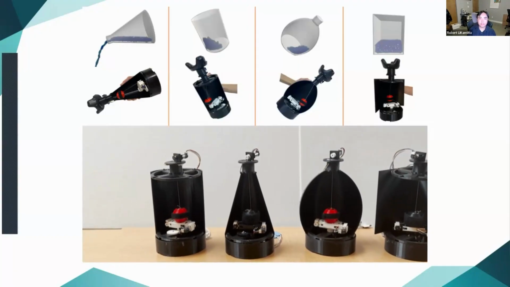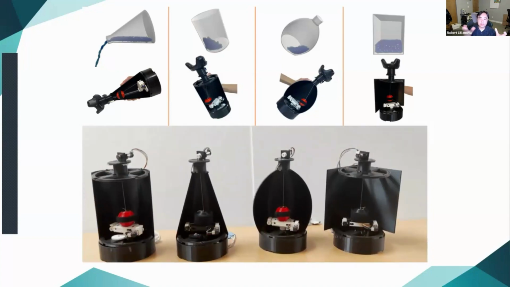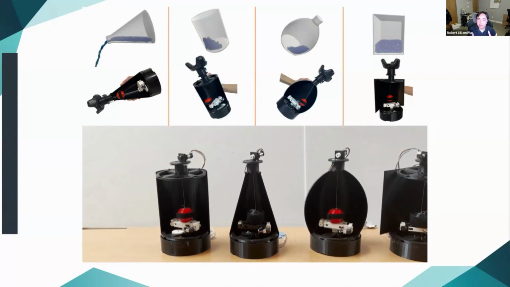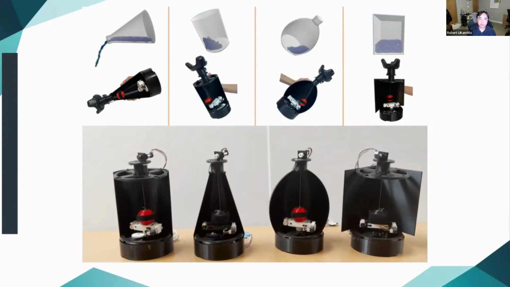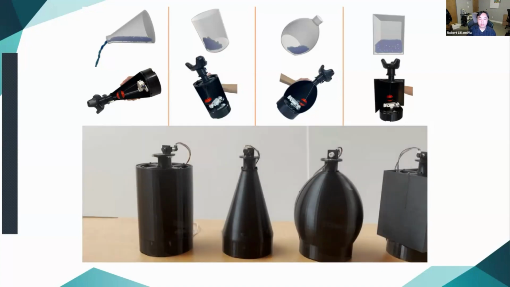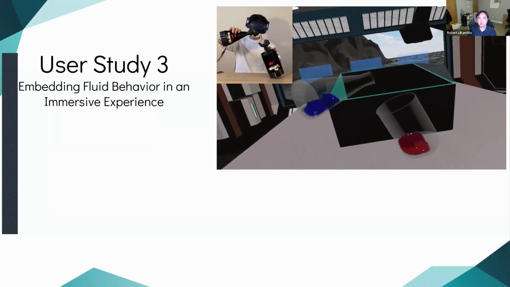And so we played around with different shapes, different shells, and the same mechanism can fit inside of these different shells. And so you just swap out the outside, and then you can have different surfaces, you can have different shapes, and the system just scales to support all of those things at will. So then we explored this through some user studies, evaluating the user perception of those fluid interfaces and a multisensory perception, and also embedding it inside of an immersive experience. And so these results, as always, you can find the papers, but I wanted to talk about this third one of what we did when we embedded it inside of this immersive experience.